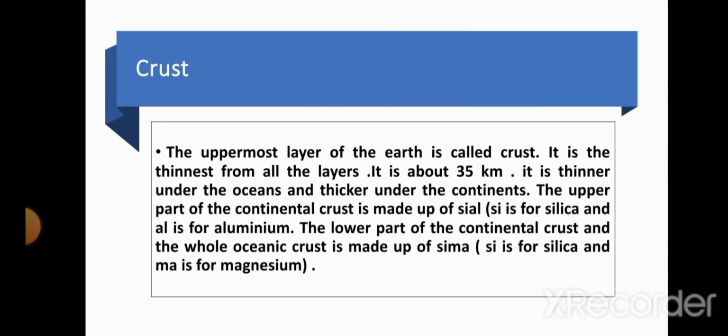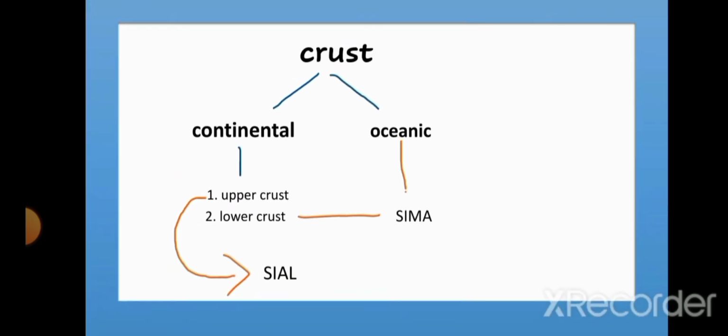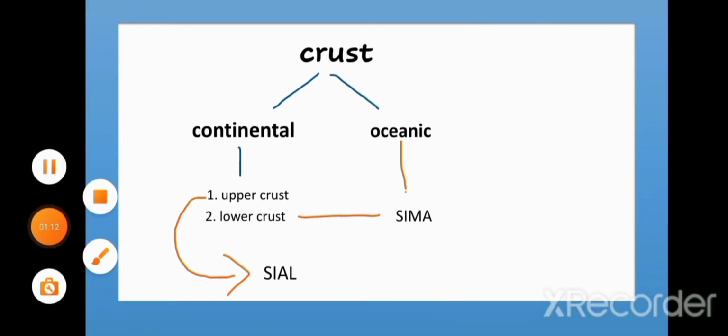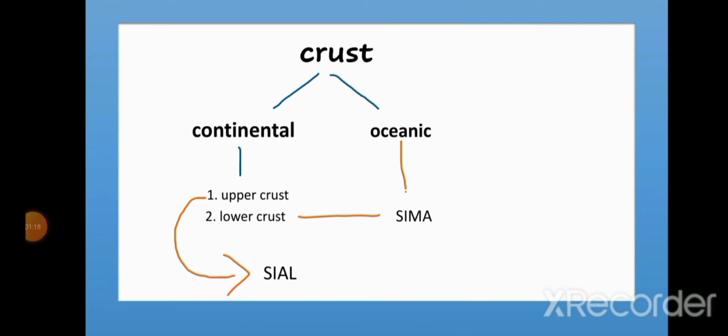The upper part of the continental crust is made up of sial. Si is for silica and Al is for aluminium. The lower part of the continental crust and the whole of oceanic crust is made up of sima. Si is for silica and Ma is for magnesium. Here, as you can see, the upper crust of the continental crust is made up of sial, Si for silica and Al for aluminium, whereas the lower crust and the whole oceanic crust is made up of sima, Si for silica and Ma for magnesium.